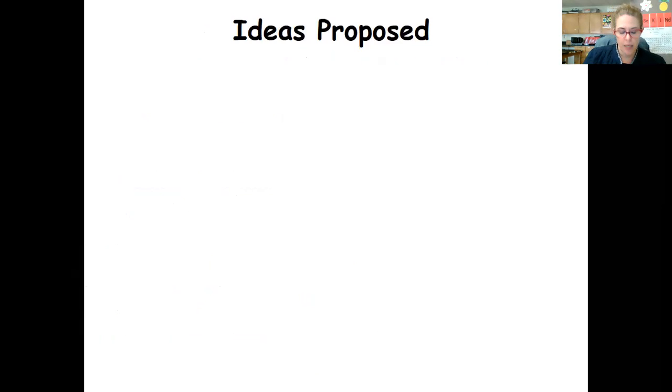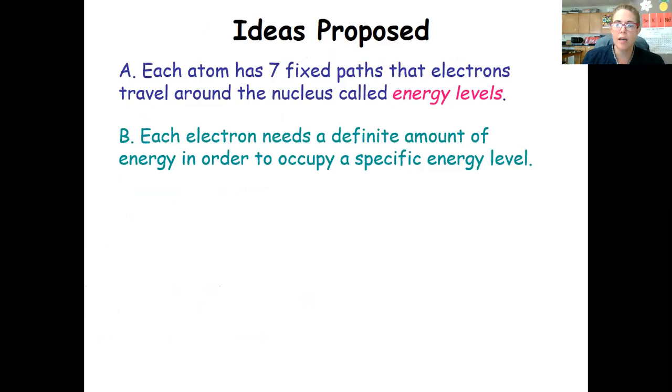So the idea that he proposed is that each atom has 7 fixed paths that the electrons travel around the nucleus called energy levels. Please remember, this is not our final model. This is now the Bohr model, because now we're in the 1930s, 1940s, somewhere in that time frame. And the model still is going to keep evolving. So now we have 7 fixed paths, and we call those energy levels.